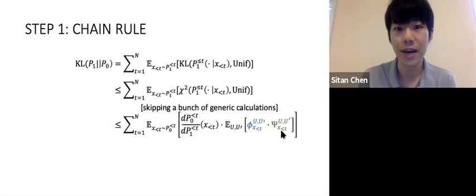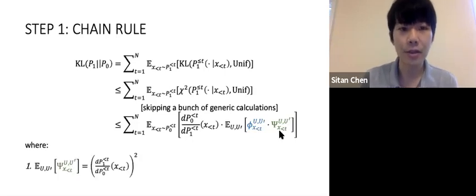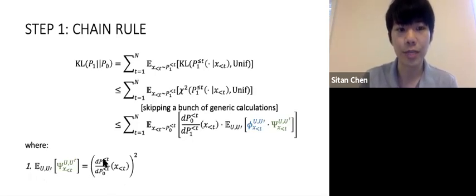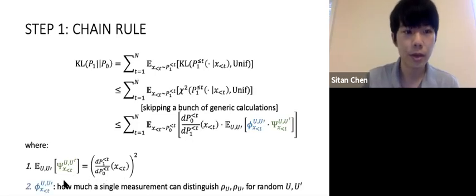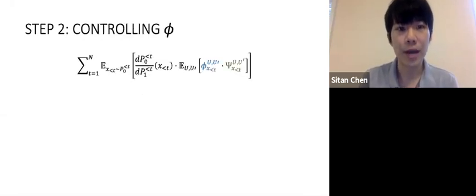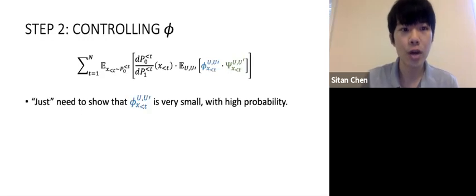I won't define what the phi and psi are, but at a high level, the psi quantity satisfies the following identity, namely the expectation of psi is the square likelihood ratio between P1 and P0 over the transcripts. On the other hand, this phi quantity at a high level measures how much a single measurement can actually help you distinguish between elements of the mixture. So how do we upper bound this quantity? I'll show on the next slide that you just need to show that this phi quantity is very small with high probability.